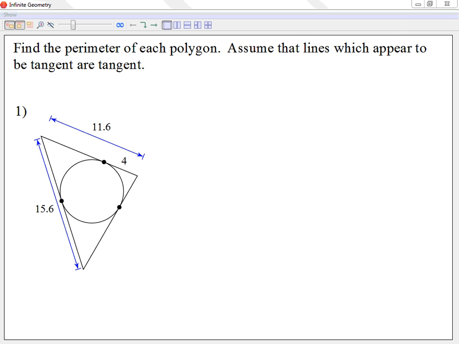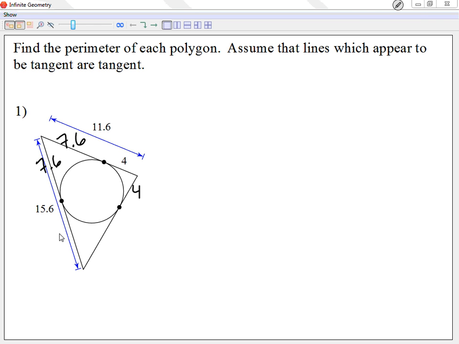So looking at question number 1, this side right here is 4. I'm going to say this other tangent right here is 4. And the instruction says find the perimeter of each polygon. Assume the lines which appear to be tangent are tangent. So we're going to call that 4. Looking at this whole side, since the whole thing is 11.6, part of it is 4, the remaining is 7.6. Right, I subtracted the two numbers. So since this is 7.6, this other tangent here is 7.6.